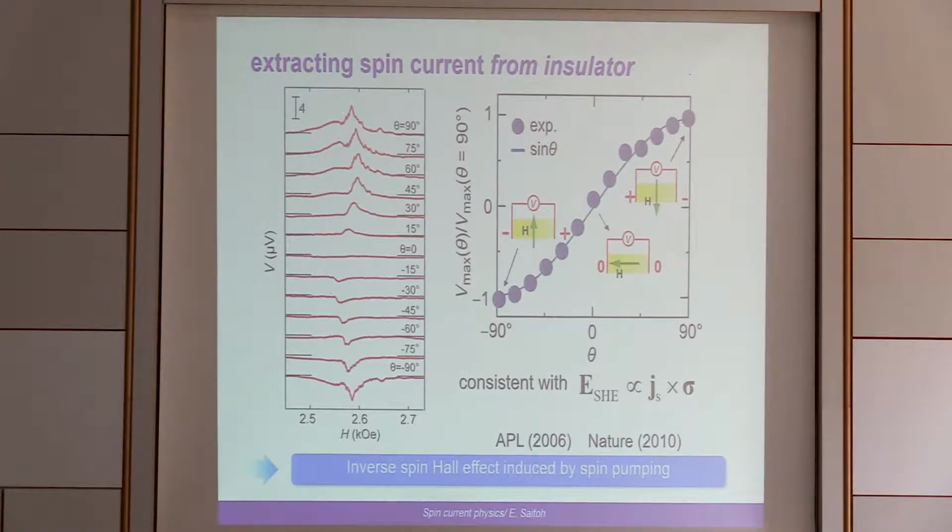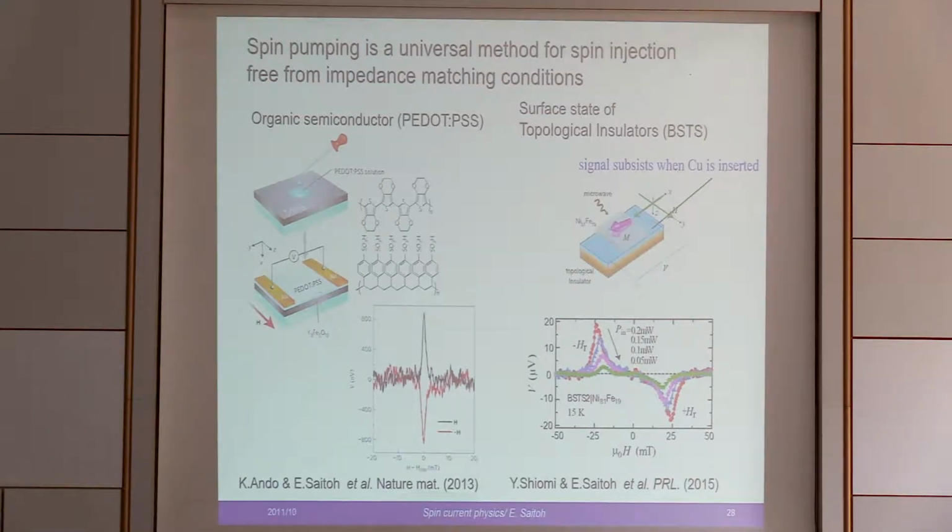and by sweeping the angle of the magnetization, the amplitude of the voltage exhibits a sinusoidal variation, which is consistent with the symmetry of the inverse spin Hall effect. So this voltage is attributed to the inverse spin Hall effect induced by the spin pumping. Spin pumping is a universal method for spin current injection. So you can inject spin current into any material.